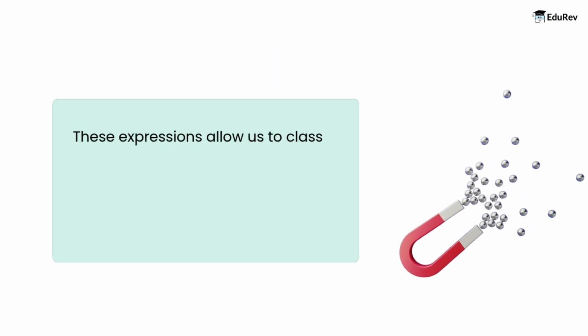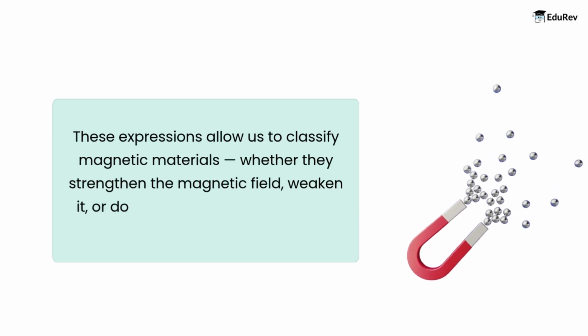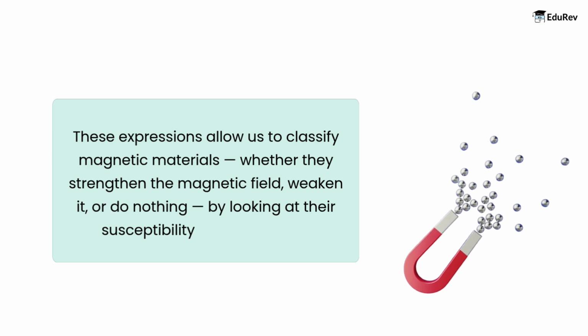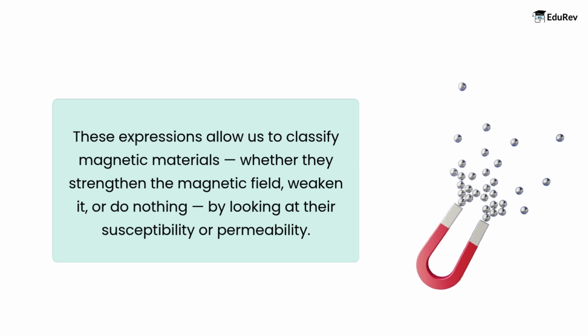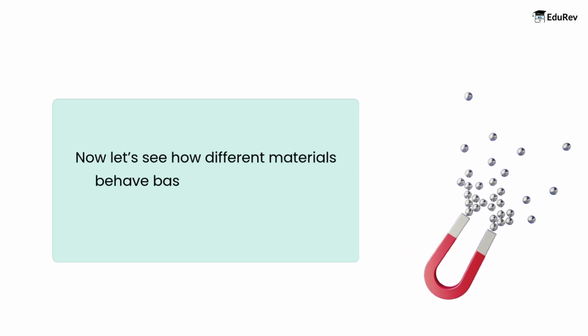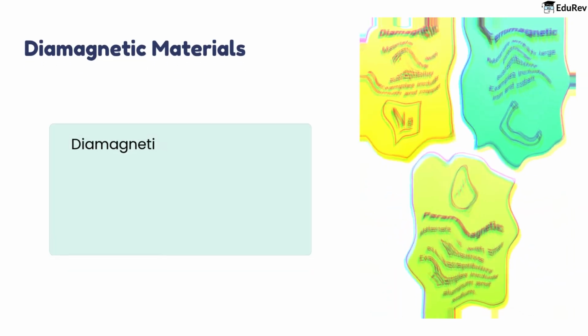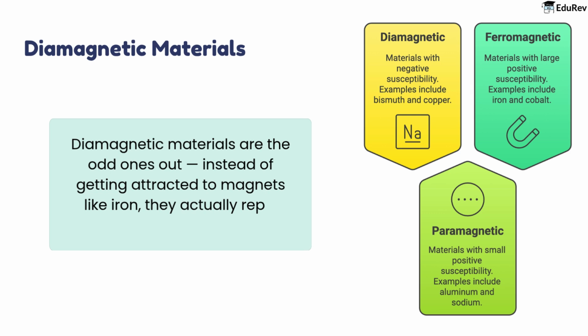These expressions allow us to classify magnetic materials, whether they strengthen the magnetic field, weaken it, or do nothing, by looking at their susceptibility or permeability. Now let's see how different materials behave based on these values. 1. Diamagnetic materials. Diamagnetic materials are the odd ones out. Instead of getting attracted to magnets like iron, they actually repel them.